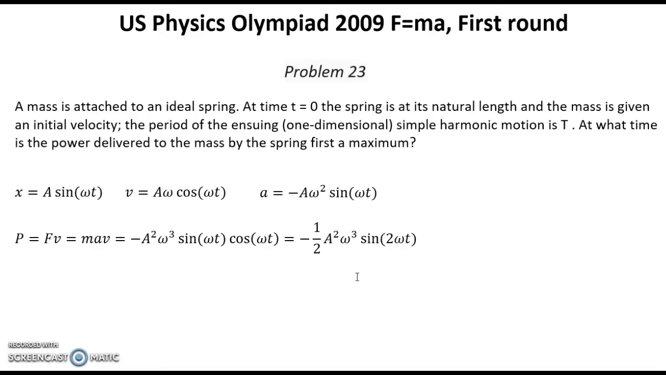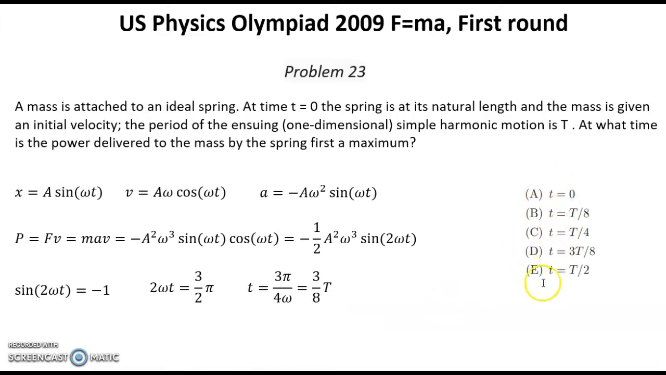That's obviously for sine 2 omega t equal to negative 1. This one. And the first time it happens is when 2 omega t equals 3 over 2 pi. And from here we can immediately find the moment when this power has a maximum. This is the solution. So time equals 3 over 8 period. Here in these 5 answers we have to pick the correct one. The correct one is D. Time equals 3 over 8 T.